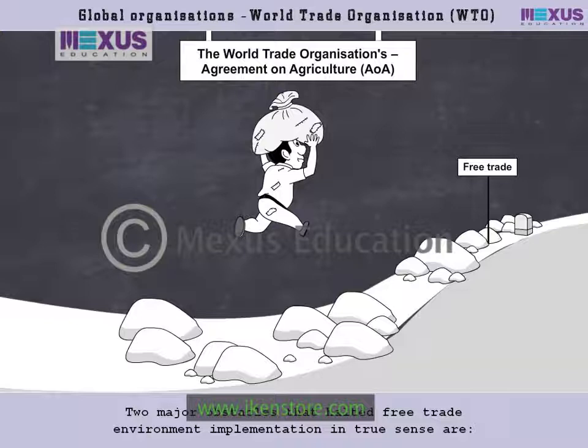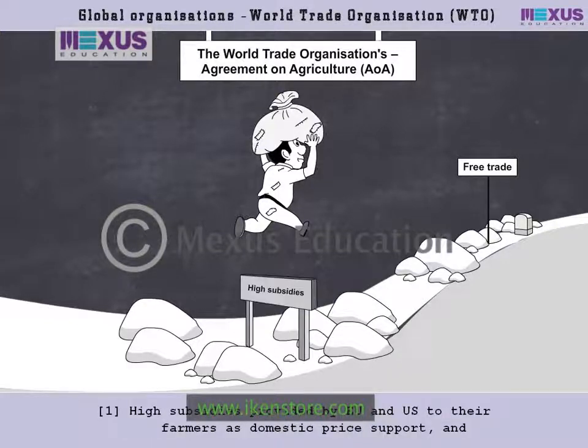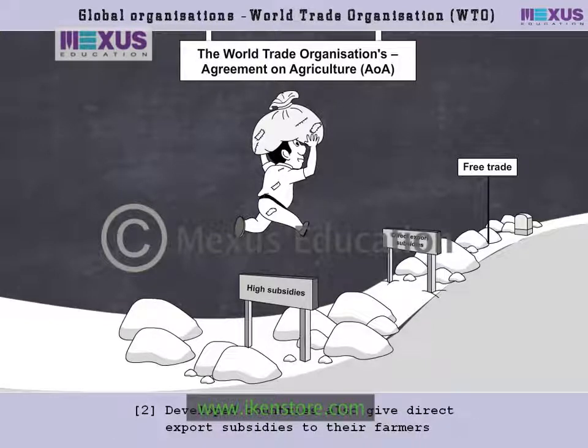There were two major obstacles in the creation of a free trade area. First, high subsidies provided by the EU or European Union and the US to their farmers as domestic price support. And second, developed countries also give direct export subsidies to their farmers. These two obstacles halted free trade environment implementation in the true sense.